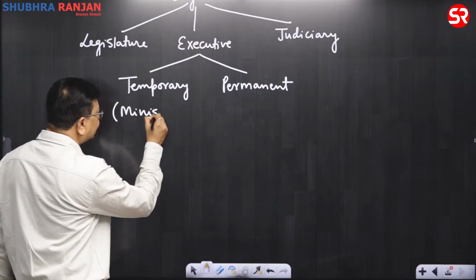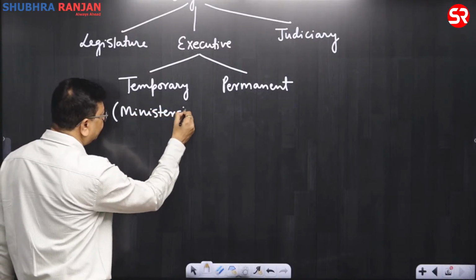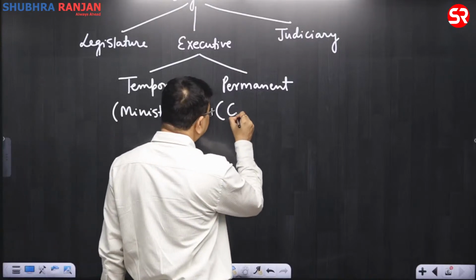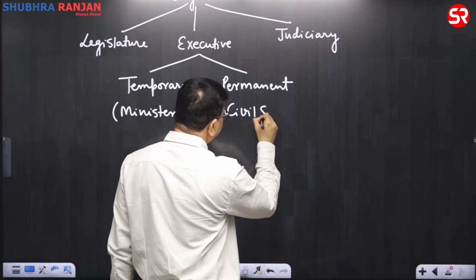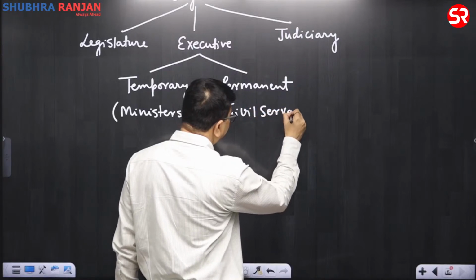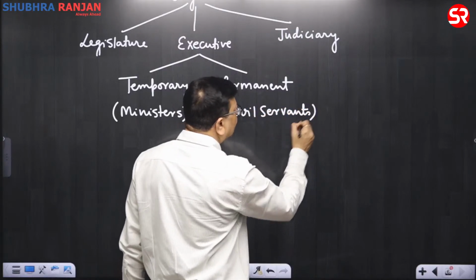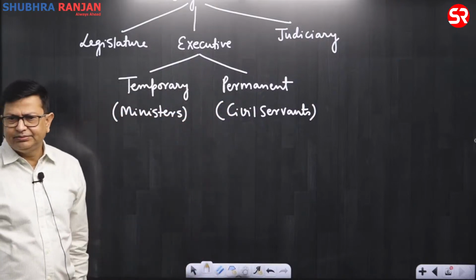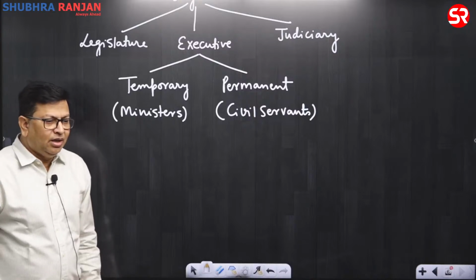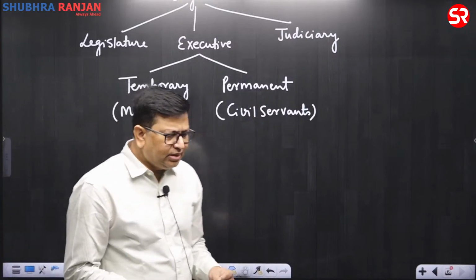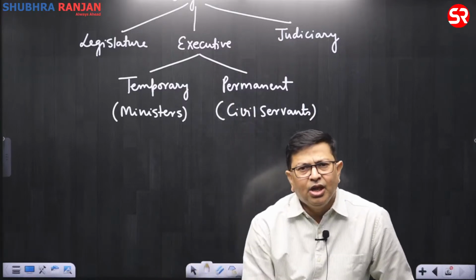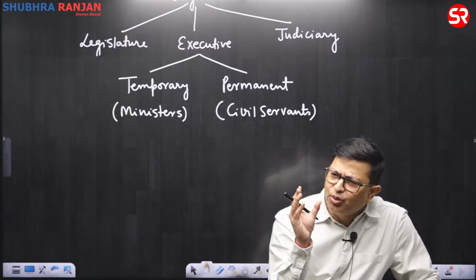The ministers, they are the temporary executive. The civil servants, permanent executives. Now, here also some basic things that you need to develop an understanding of: why we have got these two types of executive.